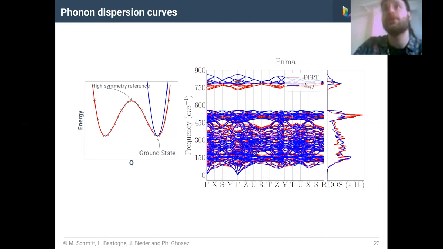Here you see the example for calcium titanate. Okay, it's a lot of spaghetti, but if you look at the DOS, it's really quite good. It's the second derivative of the potential, and we are really performing not that bad against the DFPT. So with that result, we were also quite happy. Now we have a validated potential, and we can try to do some predictions.